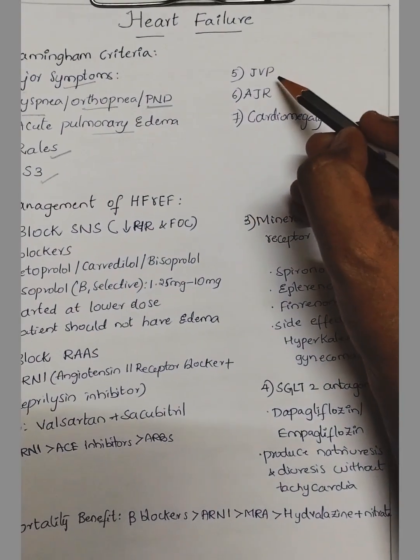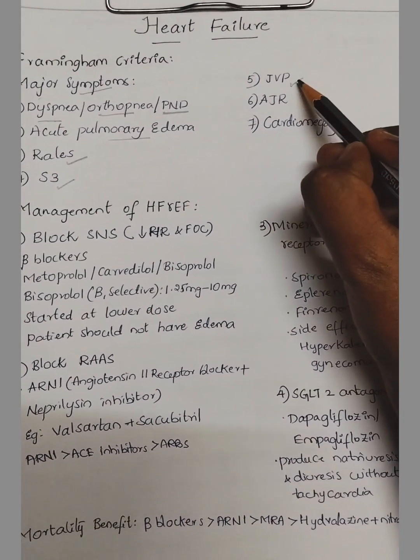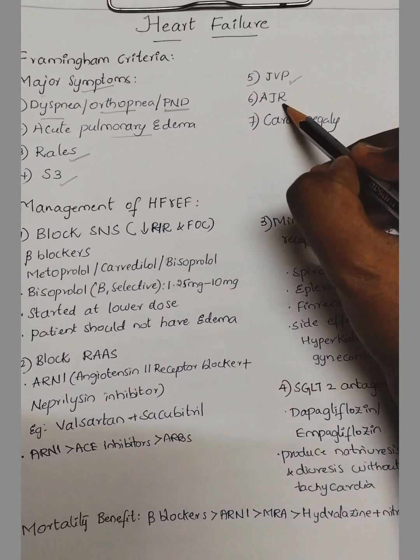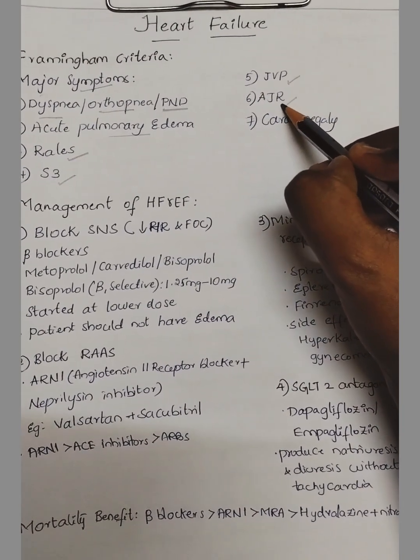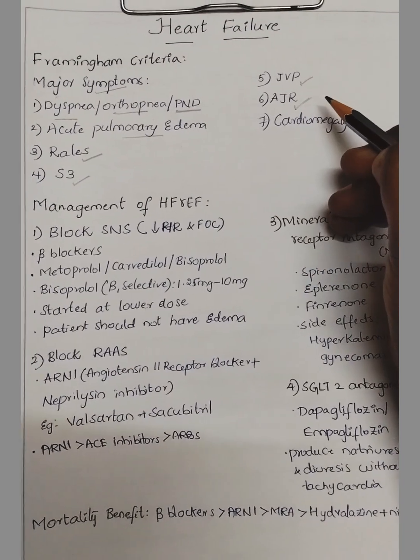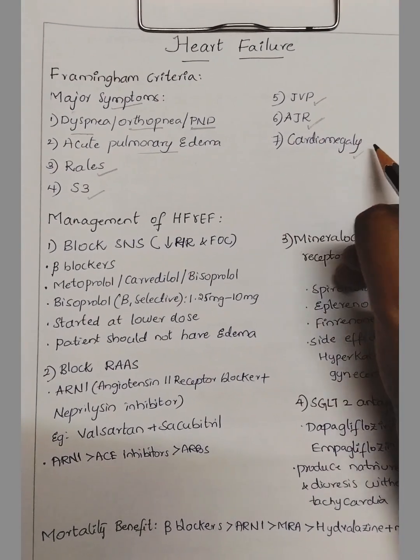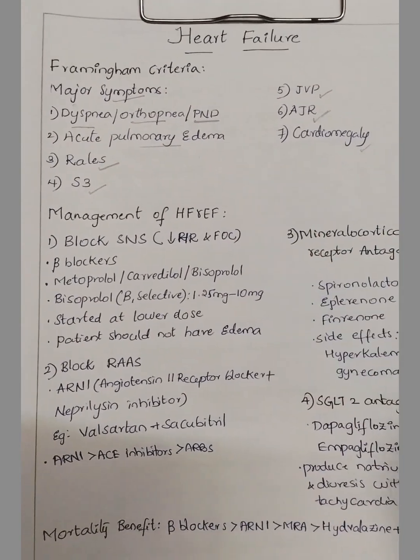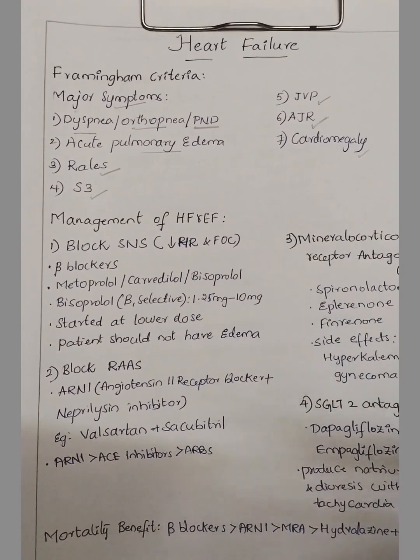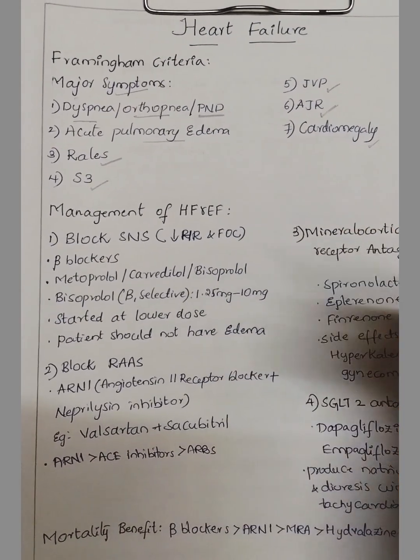This criteria also includes JVP, that is elevated JVP or jugular venous pressure, and abdomino-jugular reflex. And this abdomino-jugular reflex mainly occurs whenever there is a problem in the right ventricle. And coming to the next, cardiomegaly means increase in the size of the heart. So these constitute the Framingham criteria, which is mainly useful for the diagnosis of heart failure.